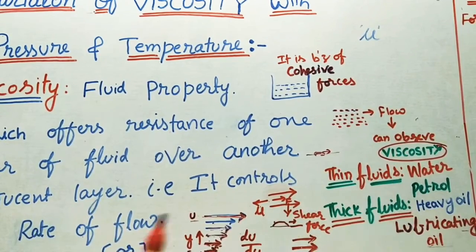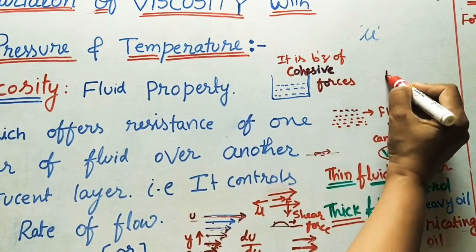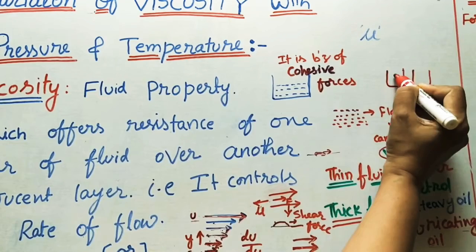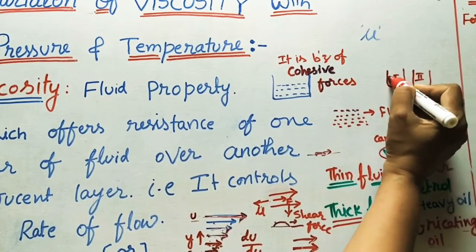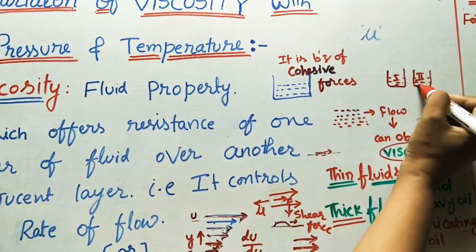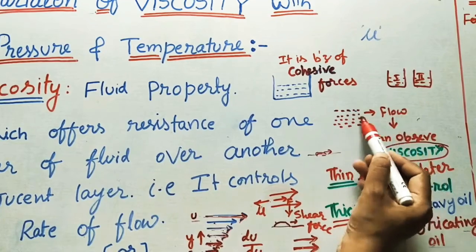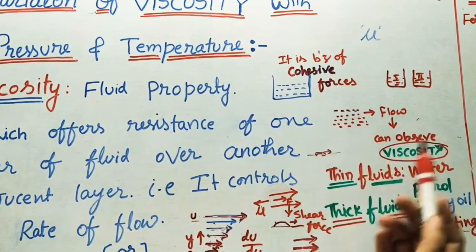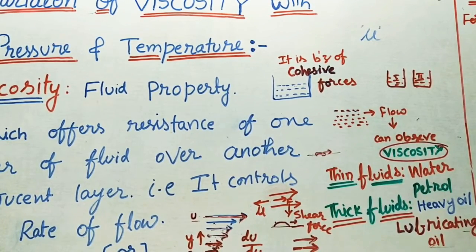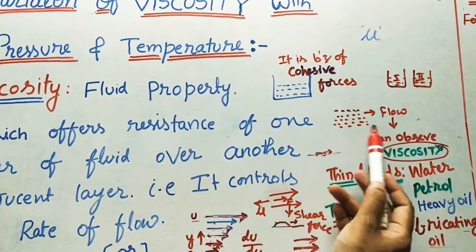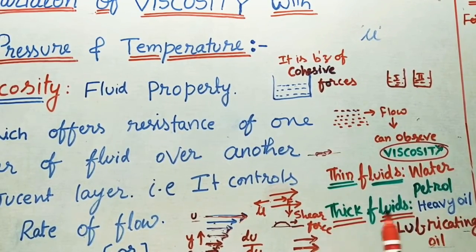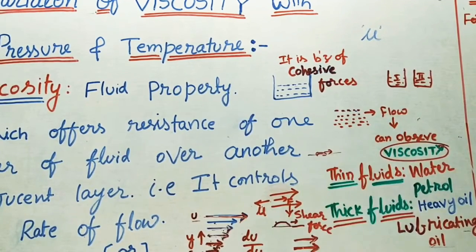If you are taking two containers with two different liquids, liquid 1 and liquid 2, by seeing this we can't tell which liquid has more viscosity and which liquid has less viscosity. During the flow only we can tell. If it is moving freely, it is a thin fluid, it has less viscosity. If it is flowing slowly, we can tell those fluids are thick fluids. So viscosity can be observed during the flow of the fluid, not in the static condition.